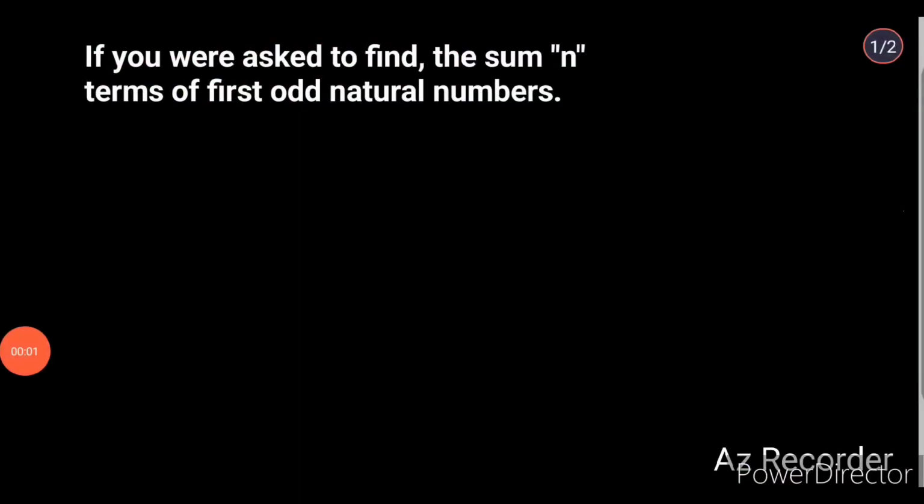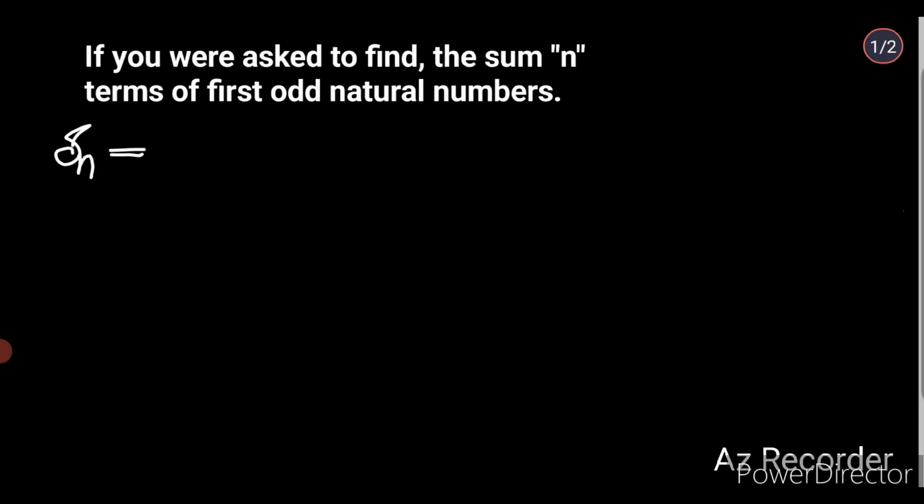If you were asked to find the sum of n times of first odd natural numbers, what will you do? N times means n can be any number. It can be any natural number. The general form of representing the sum of n odd terms can be written as Sn, the sum of n terms.